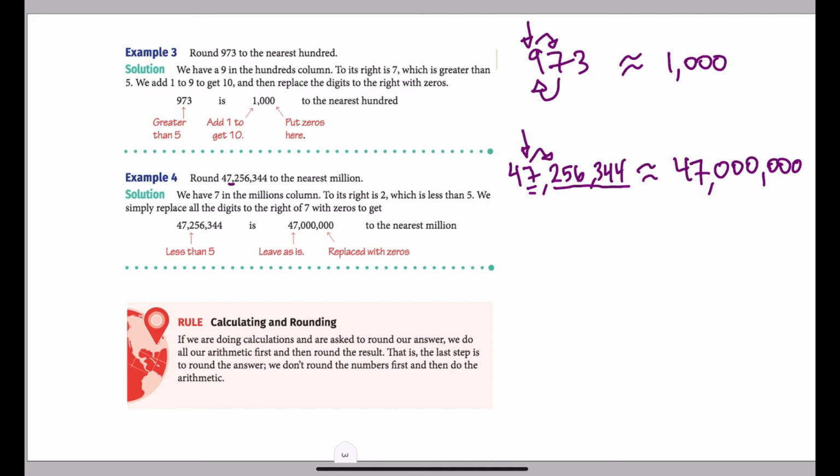Now, when you're rounding, if you're asked to round and there are calculations involved, then you want to do all your calculations first, get an exact answer, and then do your rounding. If you round as you go, then you'll potentially get a different result.